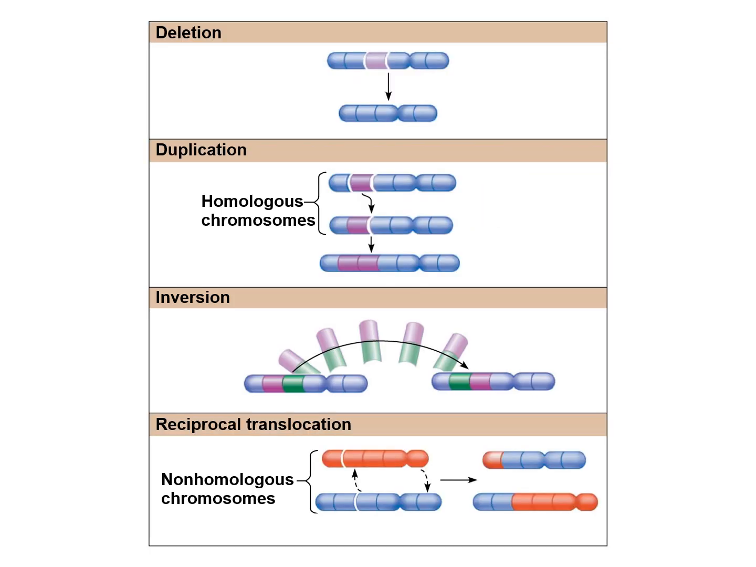And last but not least is reciprocal translocation. These are relatively rare, but they involve swapping parts of chromosomes that are not homologous. And it's one way that you can have a mild version of Down syndrome.